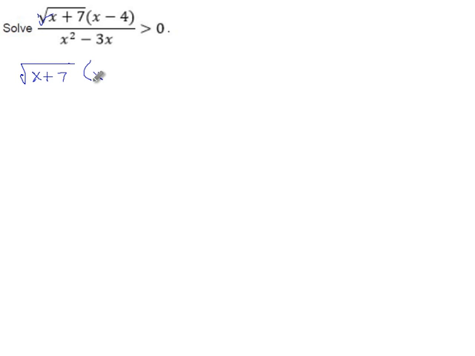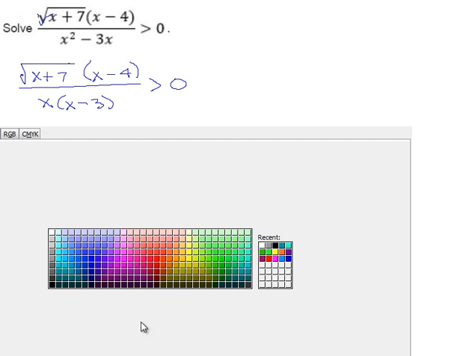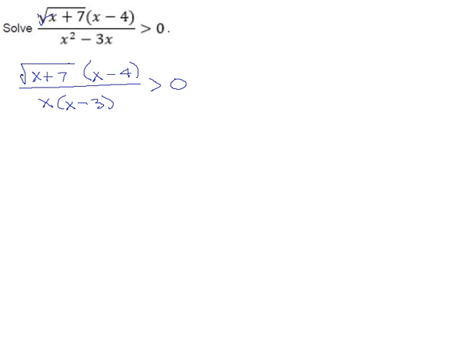Root x plus 7, x minus 4 over x minus 3, and we want all that to be greater than 0. Okay, good. So, critical numbers, critical values, what have we got? This will make it 0 when x equals 4. The root will go undefined if we go below -7, so -7 is a critical value. The x gives us x equals 0 as a critical value. The whole thing's undefined if we hit that, and x equals 3.